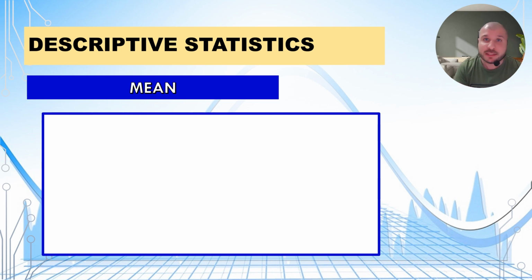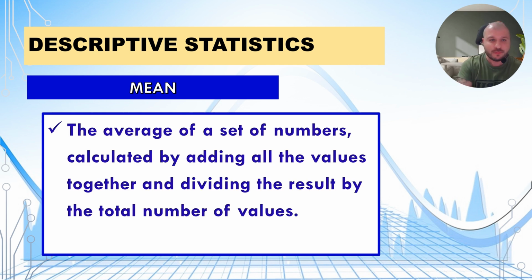This is very basic because it's not something you see in statistics alone. It's something you've been seeing since you were, for example, at high school or at school. The mean is the very first kind of statistical calculation that we carry out when we are at school. But the mean, what is that? It is the average of a set of numbers, calculated by adding all the values together and dividing the result by the total number of values.